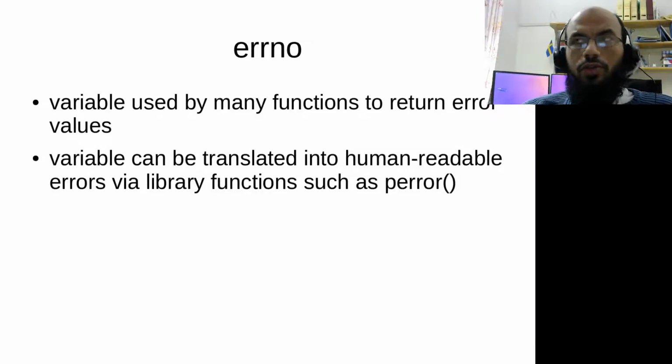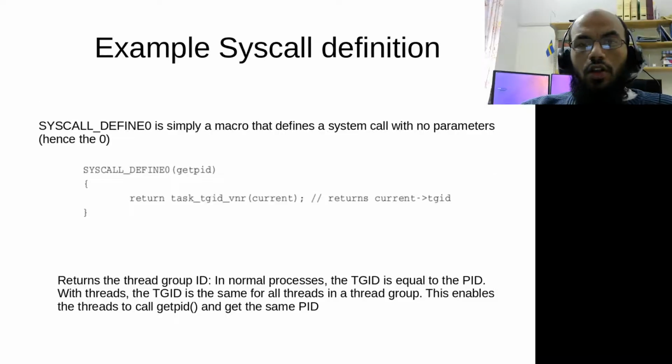So if you get an error in your system call, that error will be in errno, an error number, and you can actually use a function to translate that error, for example, perror. You pass perror the error that you get from the system call, and then it will tell you that, okay, this error corresponds to you have no access to this file, for example, or this file does not exist.